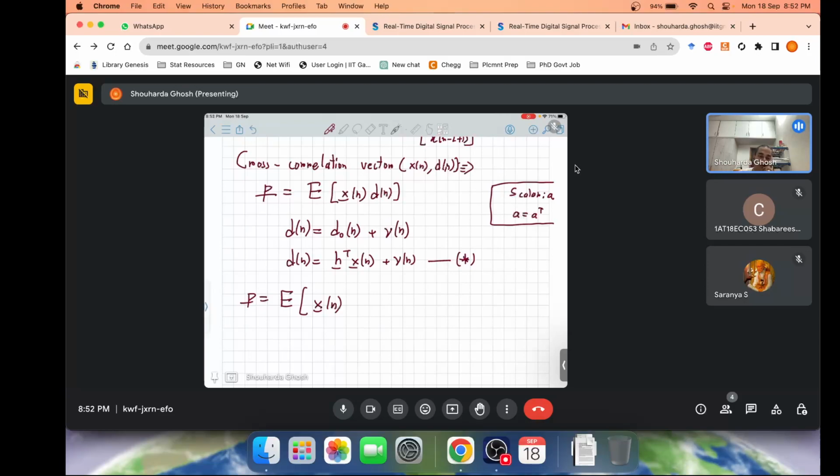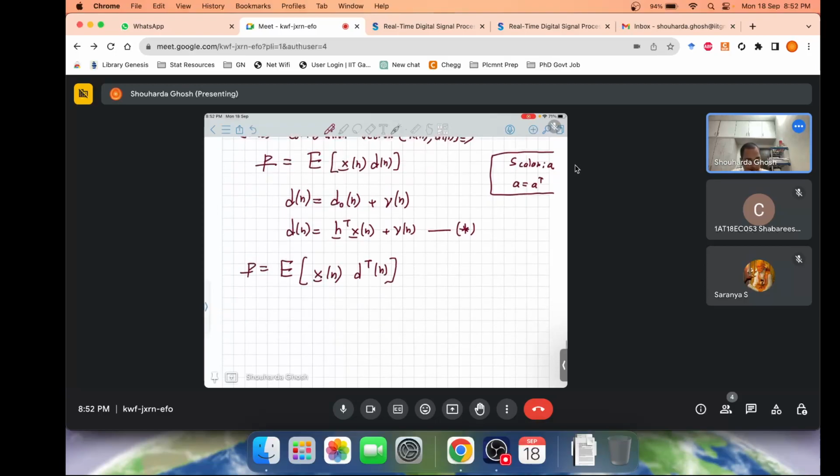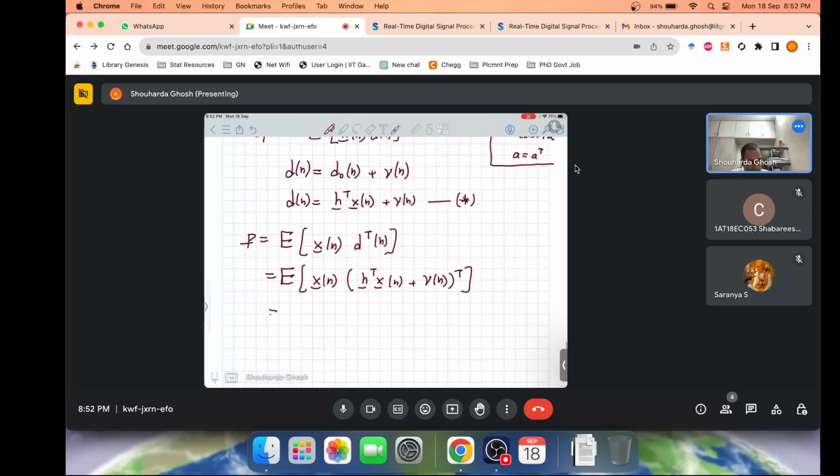Inverse of a 1 cross 1 matrix is 1 by that number itself. So this is a trick over here. Expectation of x n d transpose of n. Now, expectation of x n times h transpose x n plus nu n transpose. If I break them, what do I get? This is a transpose b, so this will be x transpose n times h transpose plus nu of n.